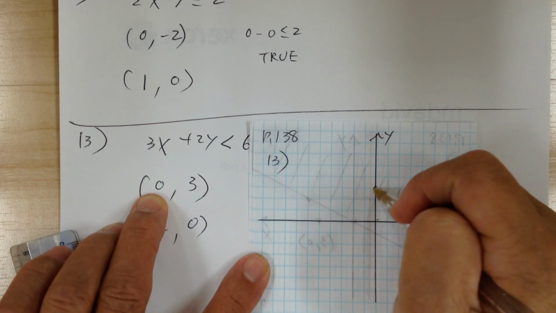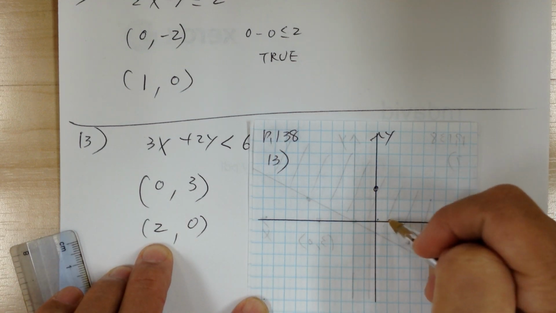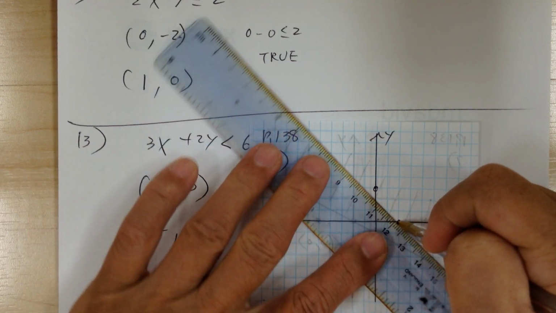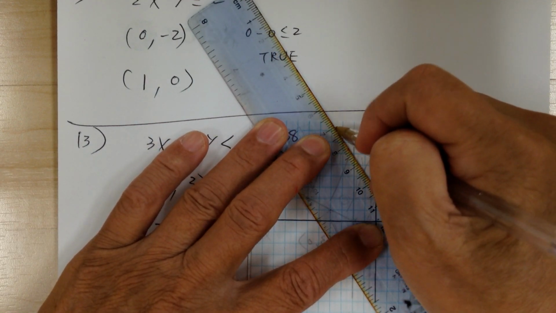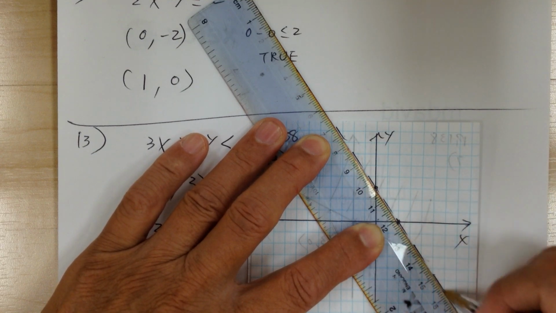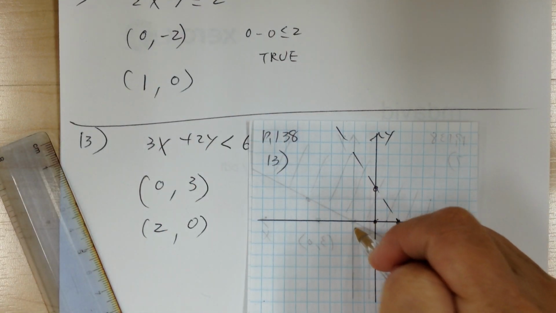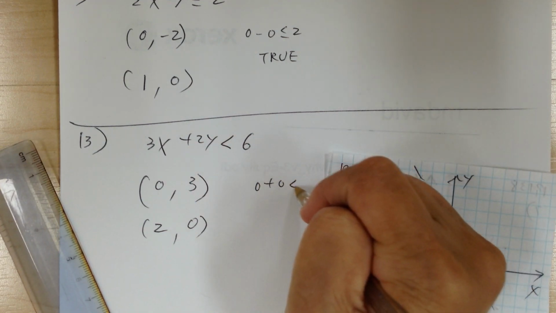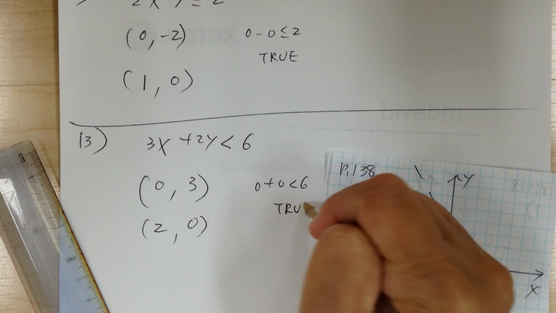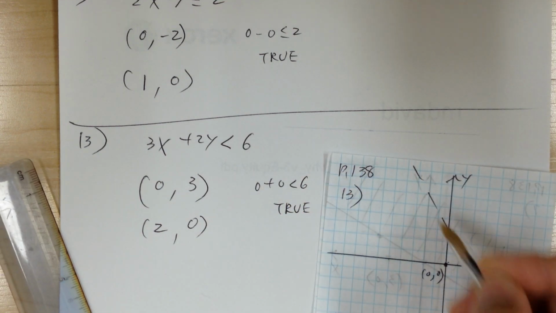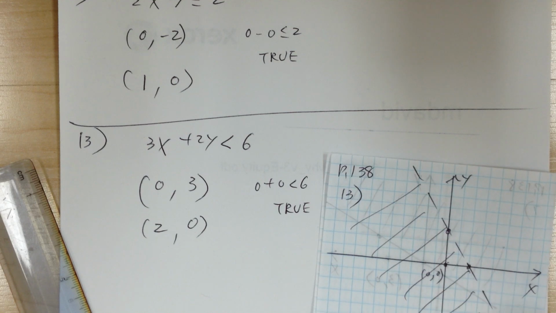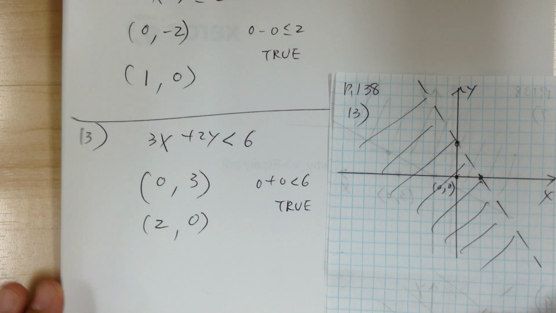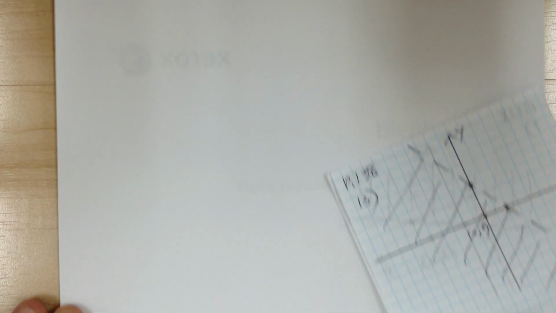So 0, 3 is over here, and 2, 0 is over here. And this is going to be a dashed line. Okay, you can choose 0, 0 as your testing point. So put 0, 0 in here. You're going to get 0 plus 0 is less than 6. So that's true. So that means this point is true, so this side is true. So you're shading this half. Okay, and that's it. Let's go to the next one.